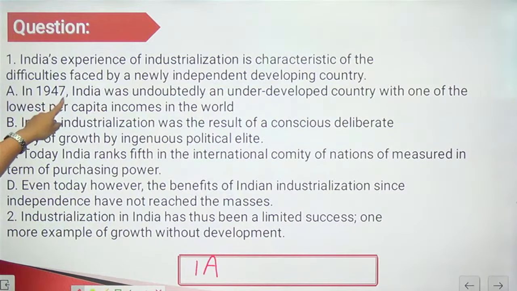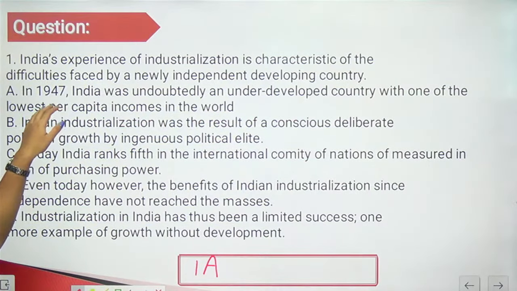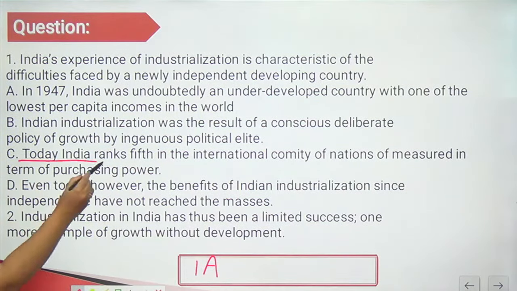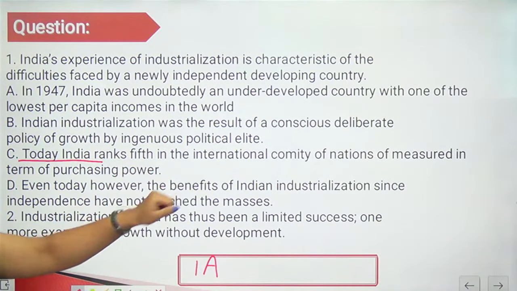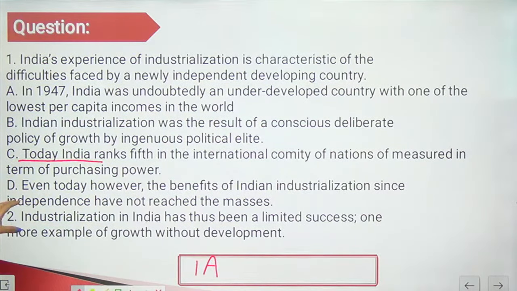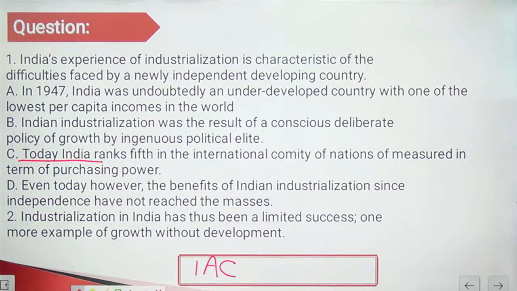So in 1947, India was undoubtedly an underdeveloped country. So we are given the scenario, the picture of 1947. Now let's see what is the picture today. So therefore, this becomes logically the third sentence. Today, India ranks 5th in the International Committee of Nations if measured in terms of purchasing power. Right? First we talked about 1947. Now we are talking about the present date scenario. So this is how you have to guess the sequence in sentence rearrangement. Right, so let's see the remaining ones.